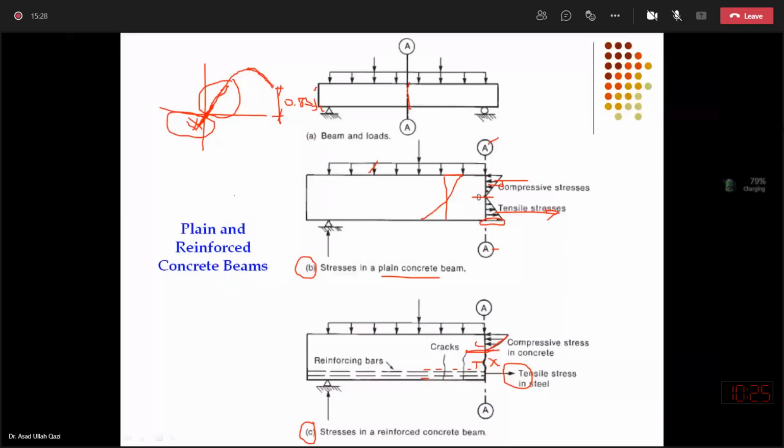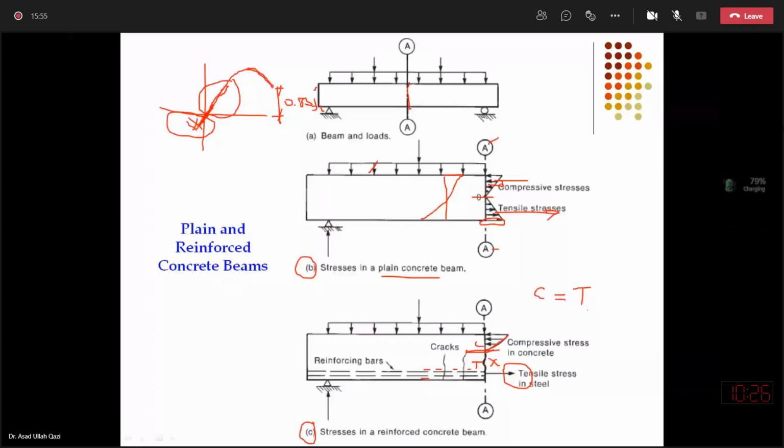Further increase in load may create more and more stresses, along with the increase in stress on the steel side. Still, in this case, when you judge equilibrium, you will find that C is equal to T. Still equilibrium is established. The section is still providing the internal resistance. The beam has not yet failed.